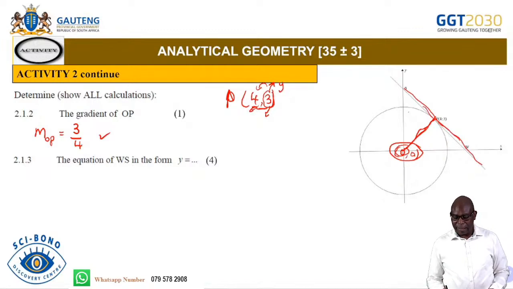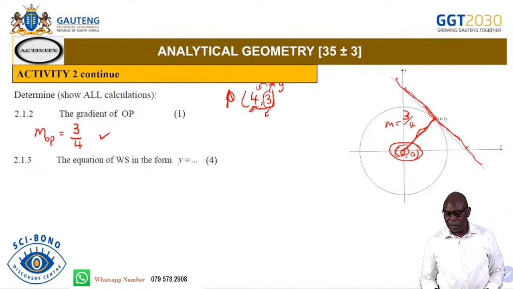The radius gradient is 3 over 4, meaning that the gradient of the tangent is going to be, you swap these values and change the sign. So it will be negative 4 over 3, because the tangent is perpendicular to the radius. Remember, in geometry, we know that.